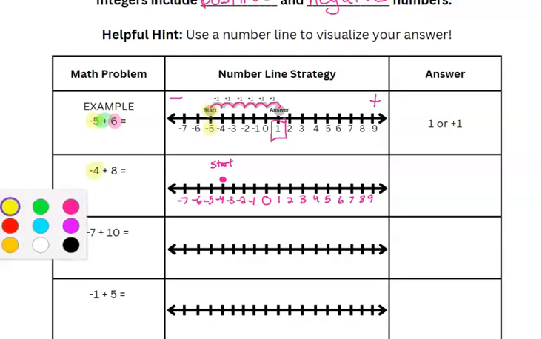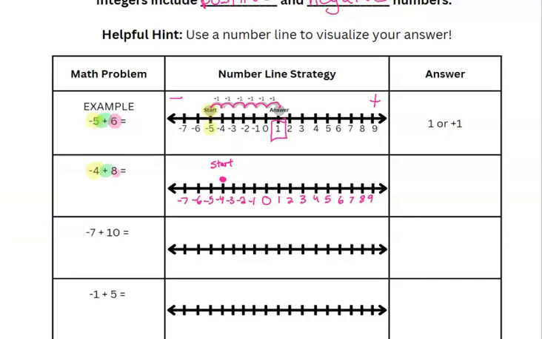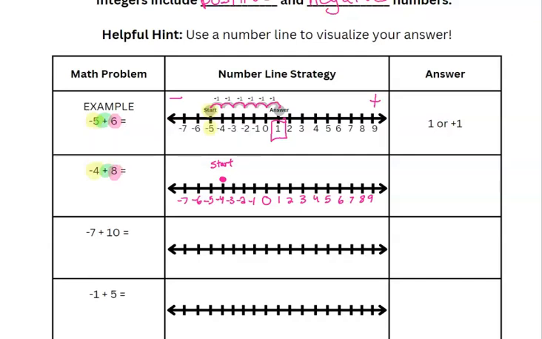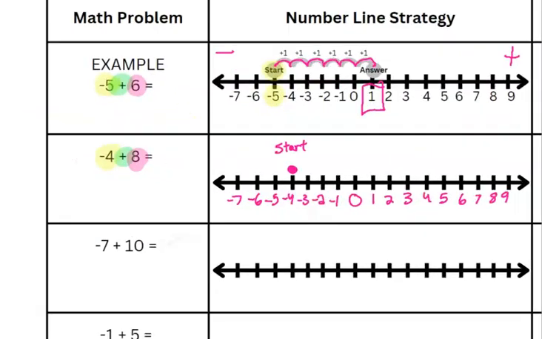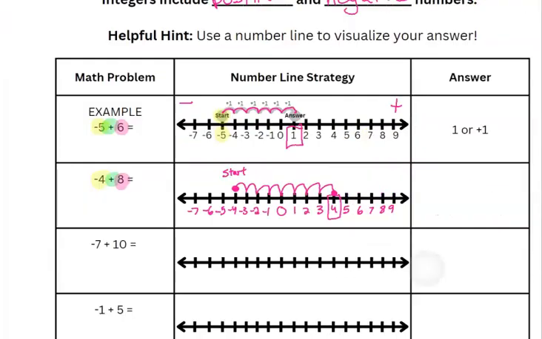Next, we're going to look at our symbol. The symbol again is a plus, which means we are going to be going in a right-hand direction. Lastly, we look at our second number, and it's an 8, which tells me we are going to be jumping 8 times from where we started. So I'm going to go ahead and count my jumps. I'm going to count 1, 2, 3, 4, 5, 6, 7, 8. That's where I end. So that tells me my final answer is 4, or more specifically, +4.